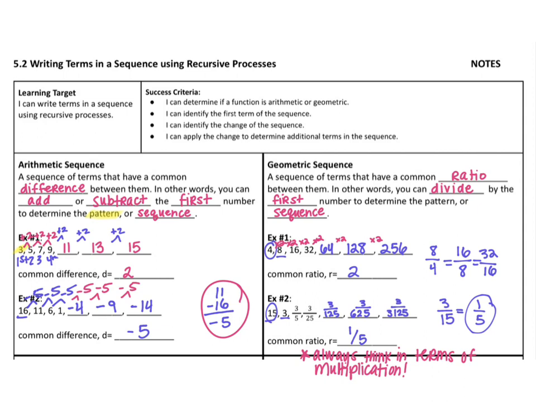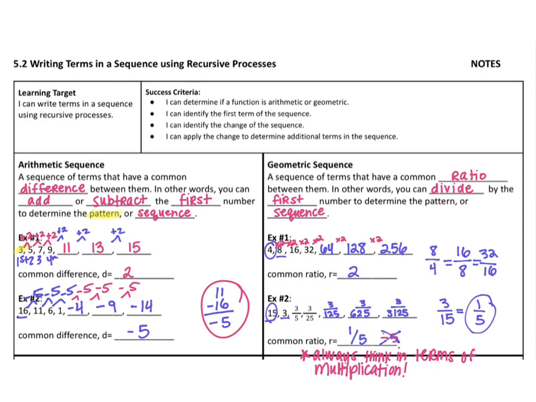You never want to say dividing by 5. You want to say multiplying by 1/5. Right? Don't write that one. Even though technically it's going to get you the same answer.